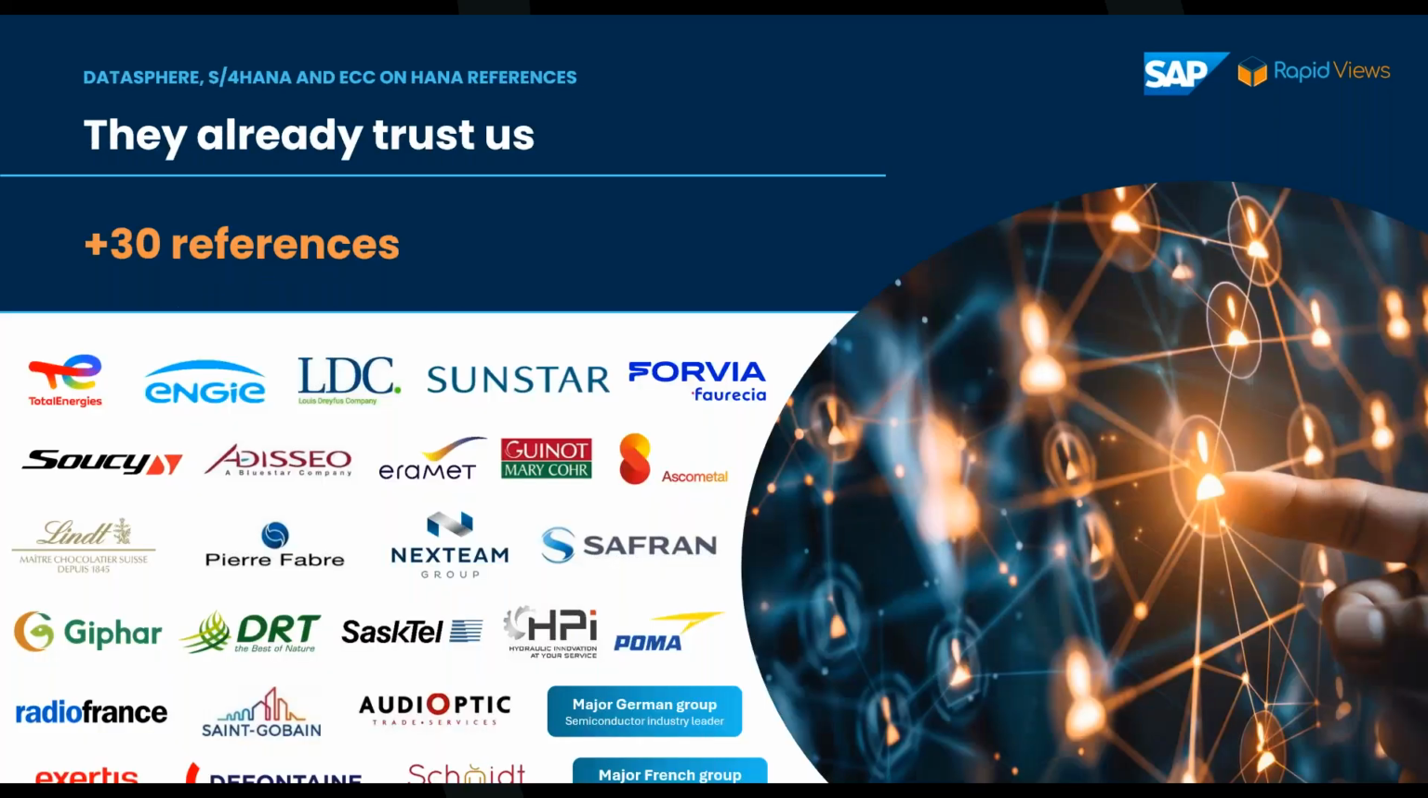Let's talk about our Rapid Views references. Today, we have about 30 customers that are using our business content. At the beginning, again, it was on ECC on HANA, then S/4HANA, and we have about 10 customers that are already in production on SAP Datasphere.